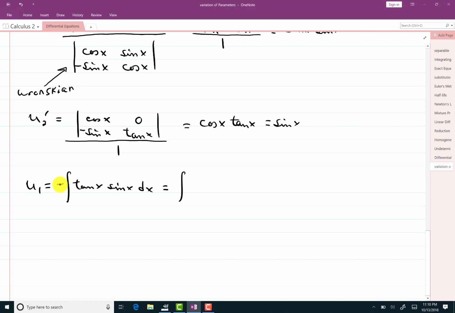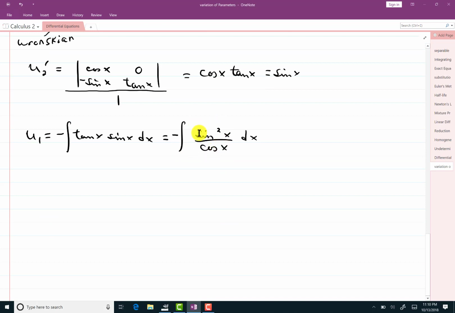Let me put the negative here, and when you multiply this all out, you're going to get negative sine squared of x all over cosine of x dx. Now, you can't do any u du kind of a thing here because the problem is this has a higher power than the denominator. You're going to have to work an identity or two. Everybody knows sine squared of x is 1 minus cosine squared of x all over cosine of x dx. If I break this fraction up, I'll get secant of x minus cosine of x dx.